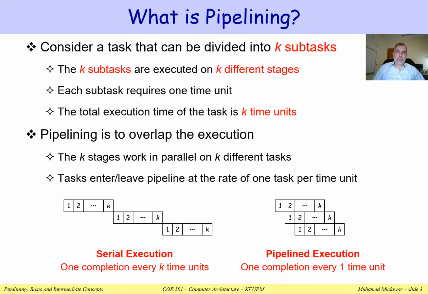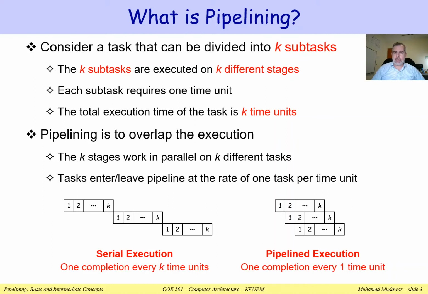So the first question that comes to our mind is, what is pipelining? Pipelining is a form of parallelism. People have been using pipelining for a long time. It appeared in assembly lines in the industry for more than 100 years now. So the idea is, if you have a task and you can divide this task into k subtasks, then you can execute these k subtasks on k different stages of the pipeline.